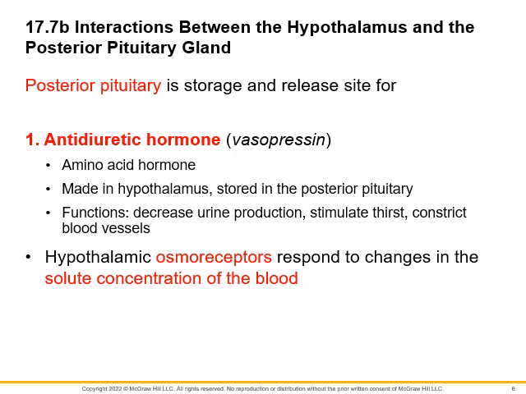So we're going to do the posterior pituitary. The first one is antidiuretic hormone. This is an amino acid hormone. It's made in the hypothalamus and stored in the posterior pituitary, and it is going to decrease urine production. It's going to stimulate thirst, and it's going to constrict blood vessels.